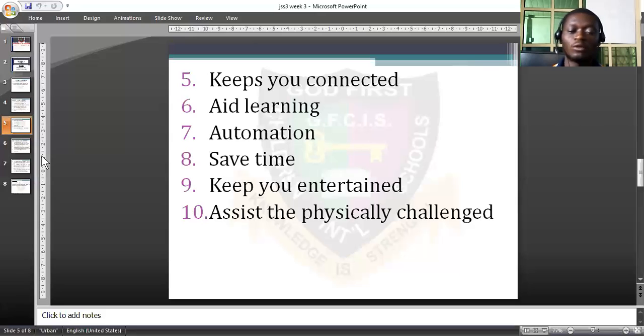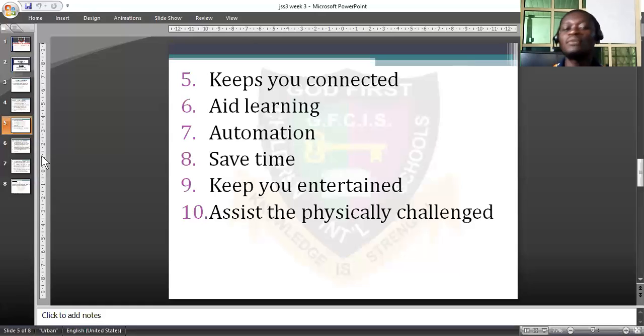In this era of automation, we don't need to use our manual ways. We don't need to use force. We only need to use our knowledge and our understanding to process information. Another one is that it saves time. It saves time because of the high speed of operation, because of the automation, because of the flexibility, and because of the storage capability of the computer.